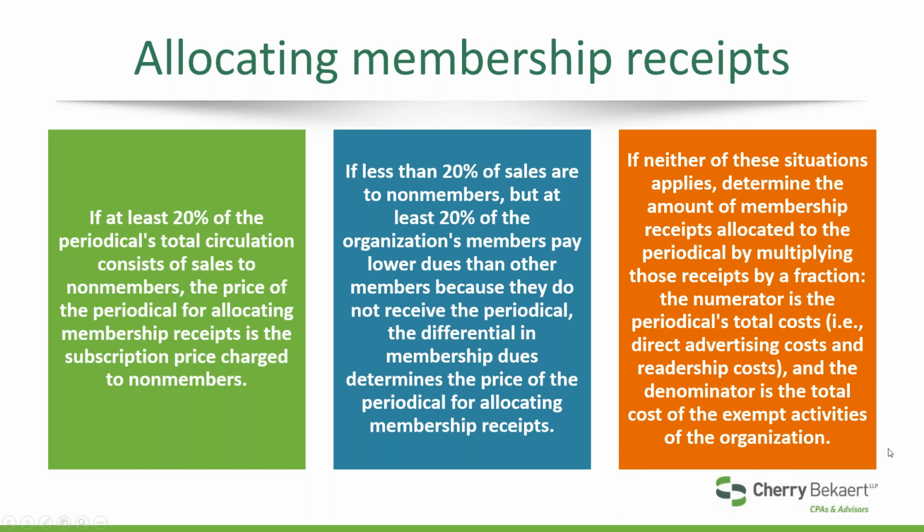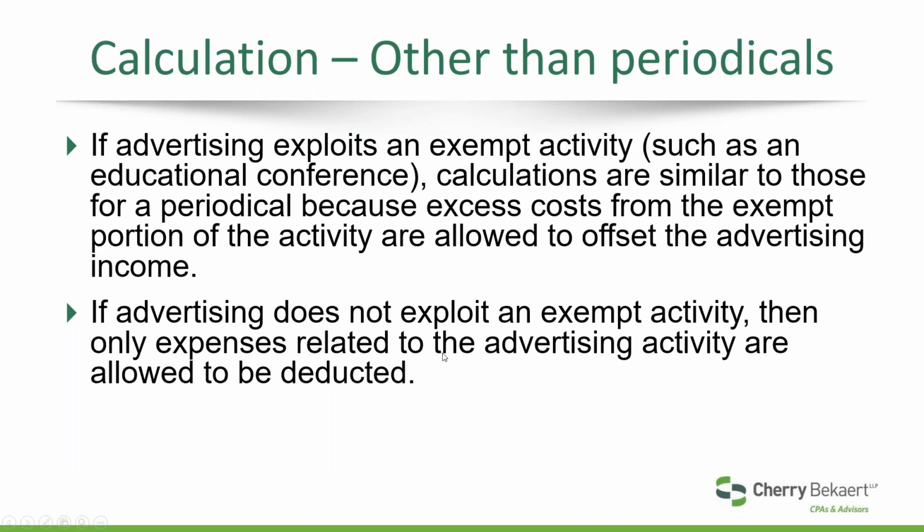And if the advertising comes from something other than a periodical, like maybe you might be holding an educational conference and you have advertising on the materials that are there, signage at the events, or on the organization's website, if the advertising activity exploits an exempt activity, your calculations will be very similar to the periodical one. But if it's advertising that's on a standalone basis, then you'll just be looking at the expenses related to that advertising activity alone. There won't be any additional expenses that you can take into account.